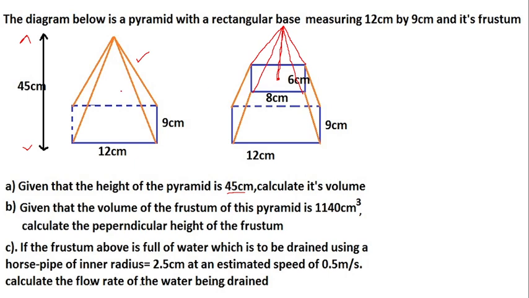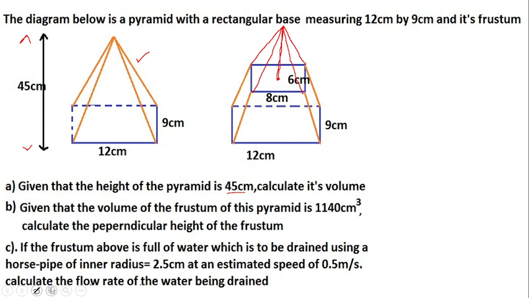So we have a pyramid, then we have this frustum which was cut, or which is part of the pyramid, but we should not ignore the upper part, this top part which I've just drawn there with a red pen. You can see that.